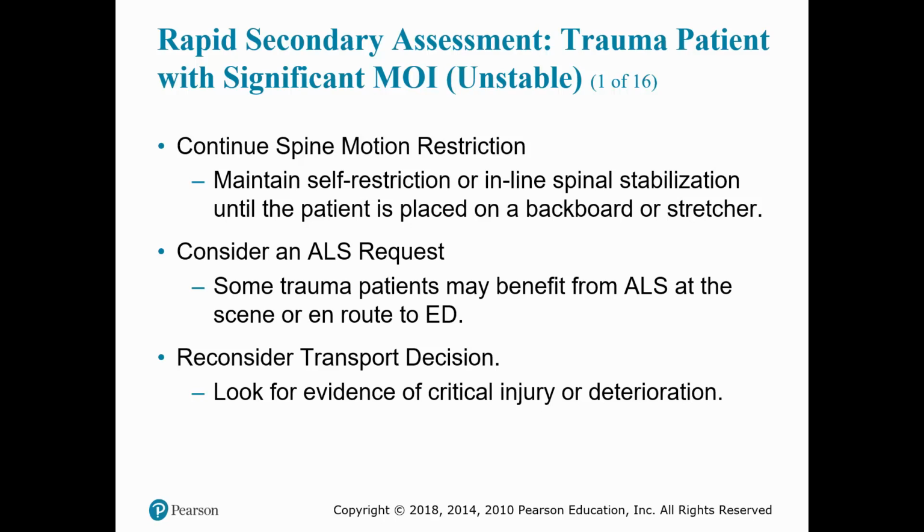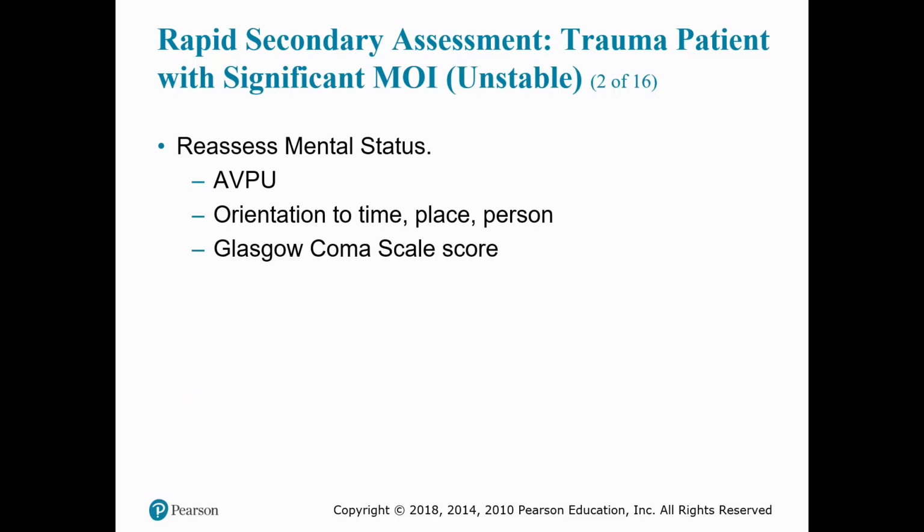And while we're talking about reassessment, we'll also talk about reassessing the mental status. We want to get a repeat AVPU score, make sure they're oriented to time, place, and person, and event if possible, and also consider the Glasgow Coma Scale score. The Glasgow Coma Scale score can either improve or deteriorate depending on what your patient's baseline was initially.